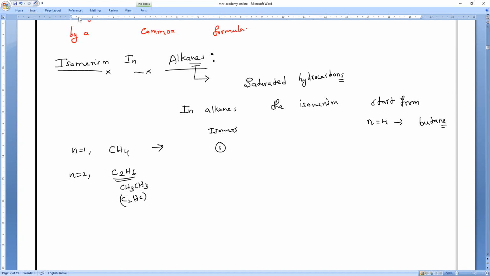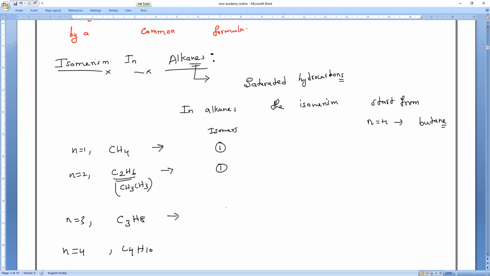So it is n equals 2, and it is an alkane group. The n equals 1 alkane is methane, and this one is ethane. Condensed structural formula, please learn. Don't confuse yourself. Isomers is 1 only. Next, n equals 3: C3H8. Next, n equals 4: C4H10.